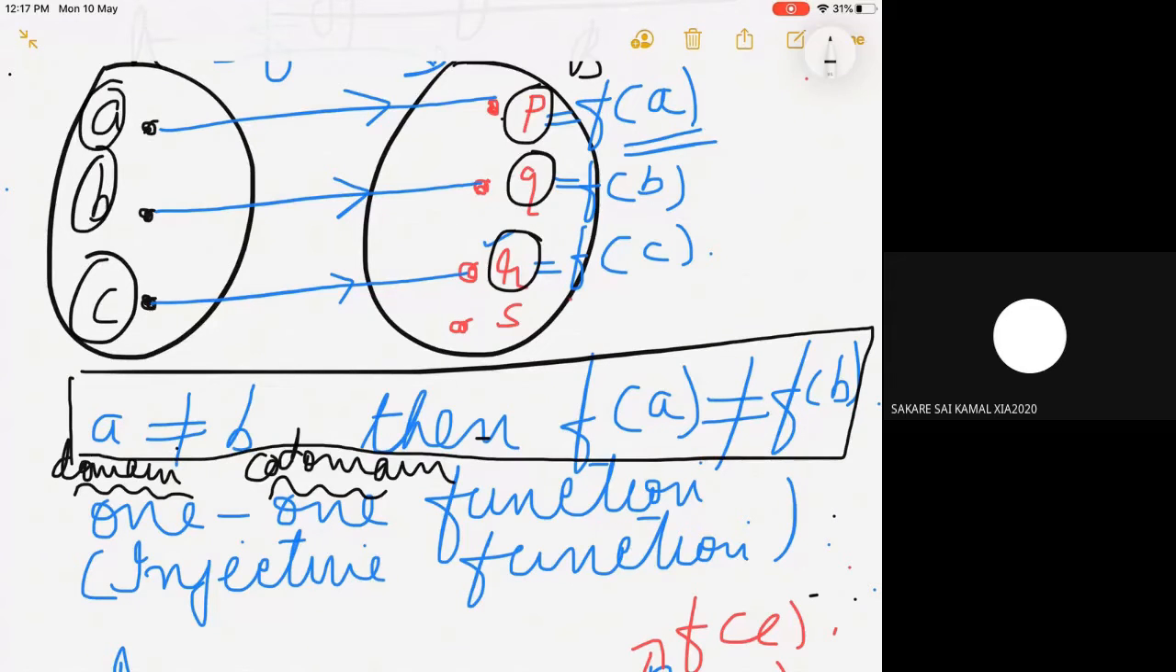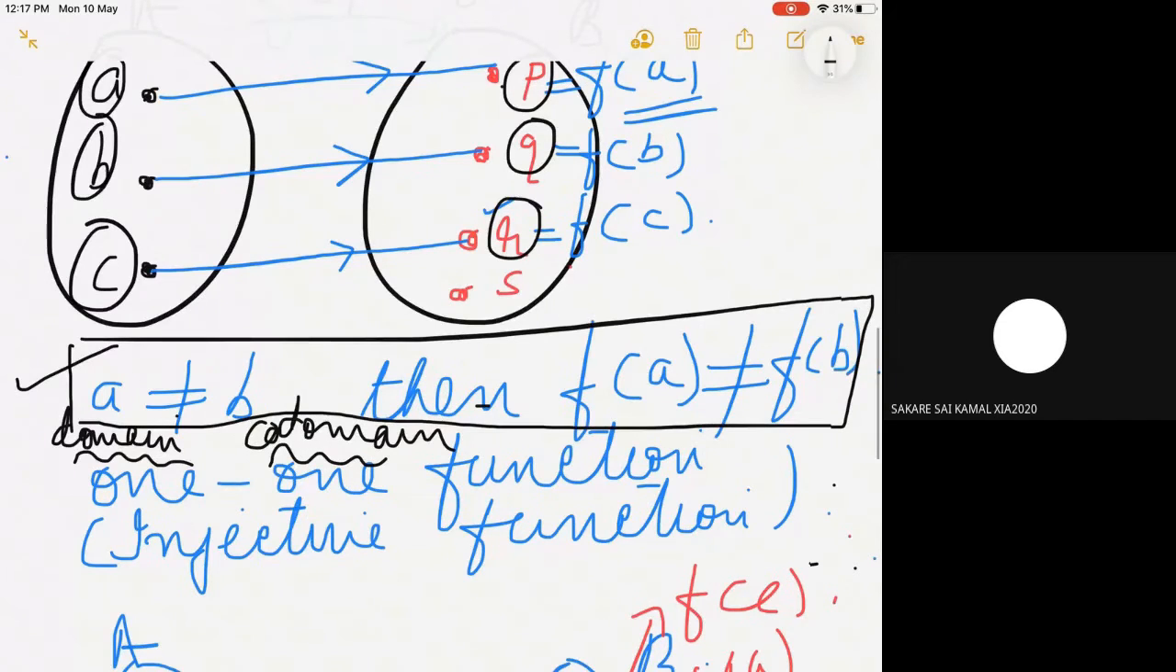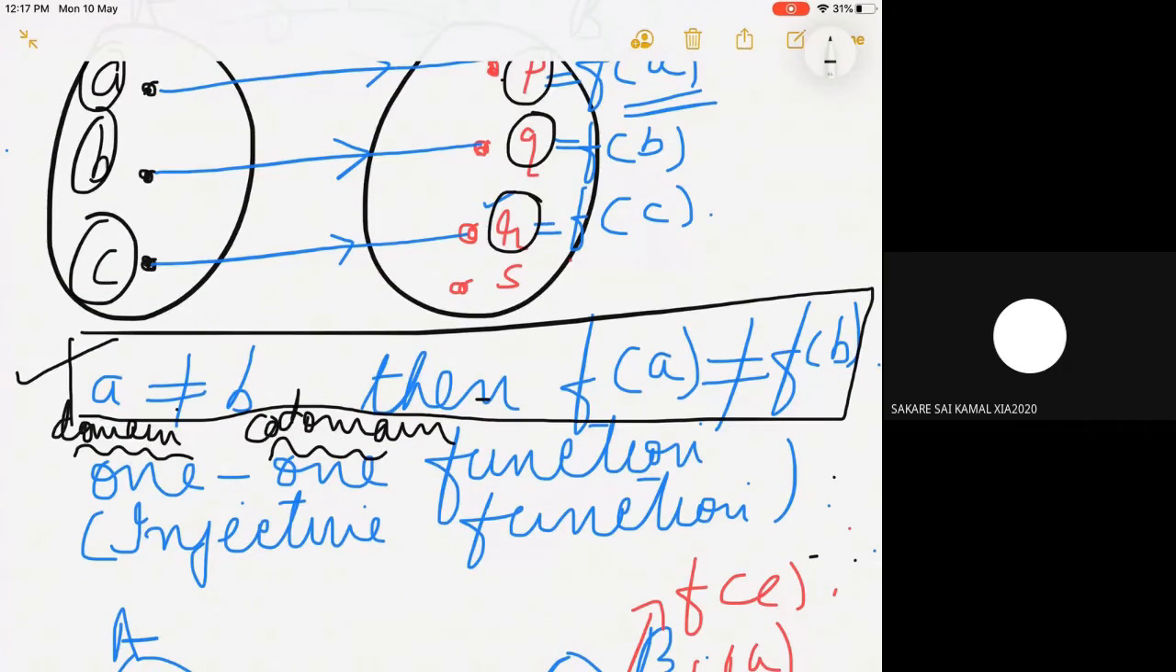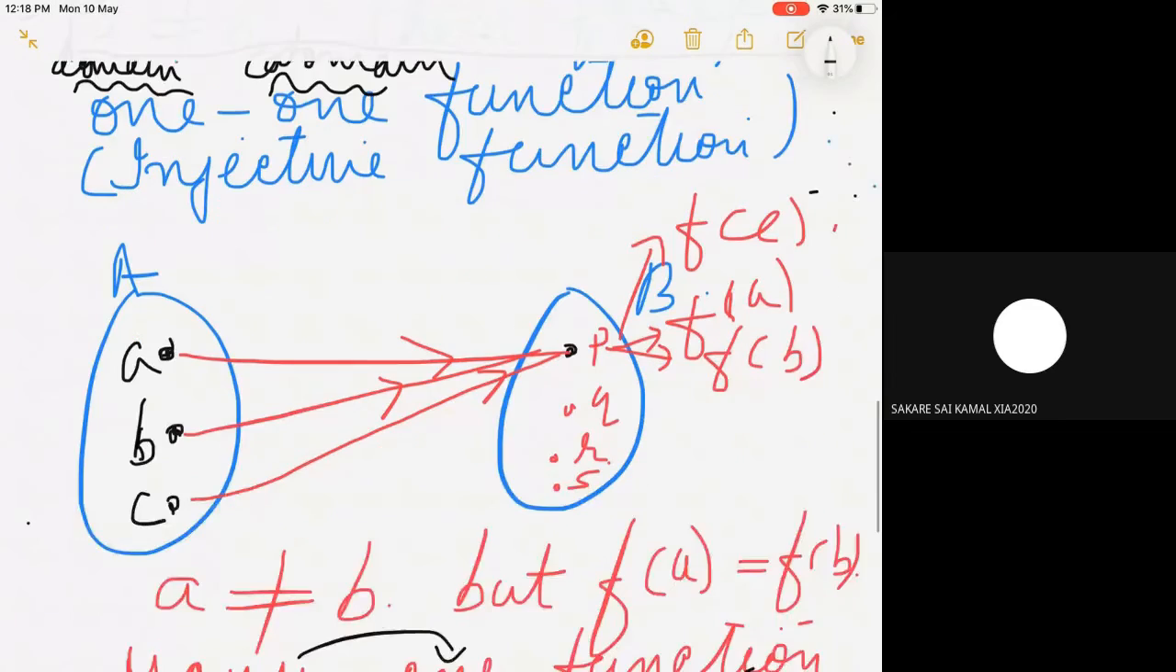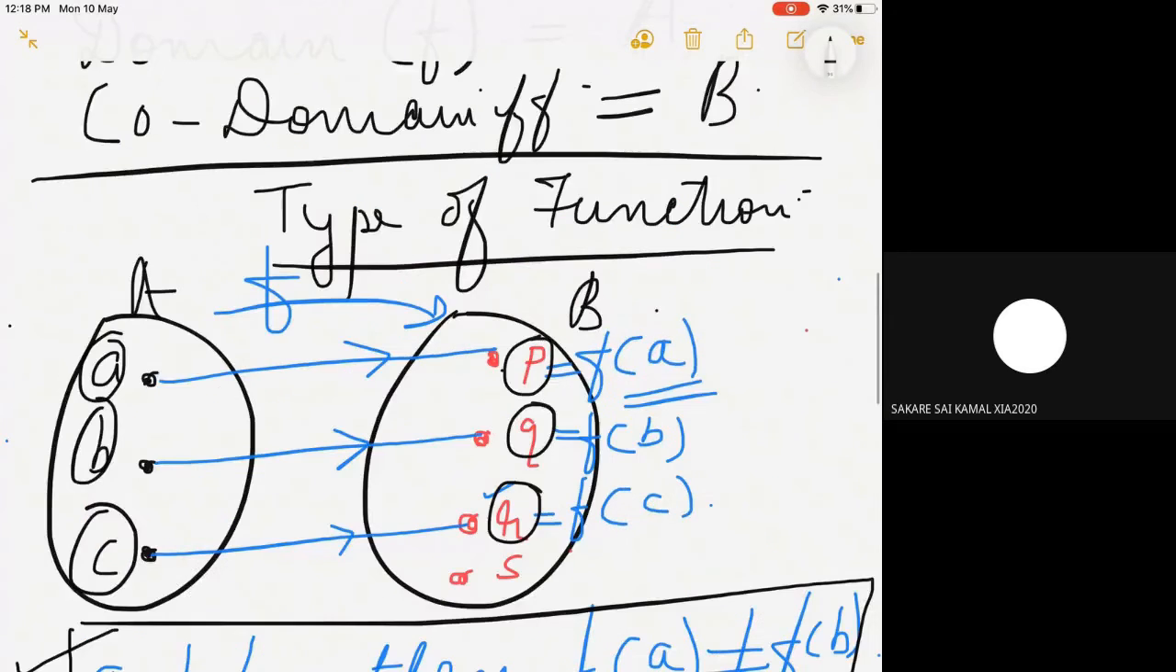But when you go to the mathematical way of expressing that a function is one-one, this is the mathematical formula for a one-one function: whenever A is not equal to B in the domain, their images are also different. And for a many-one function, whenever A is not equal to B, their images may not be different. There may be some images which are the same image for different A and B. So please write this type of function.